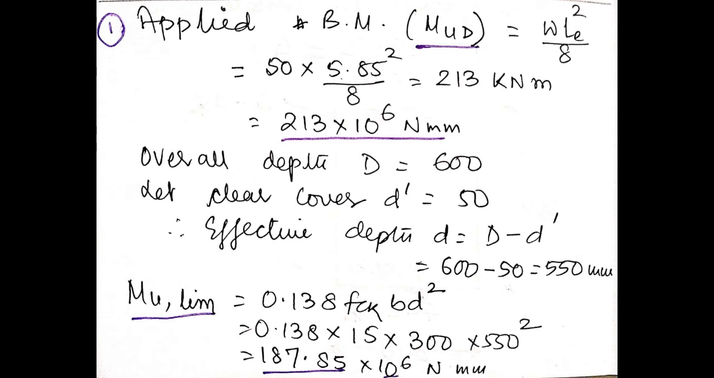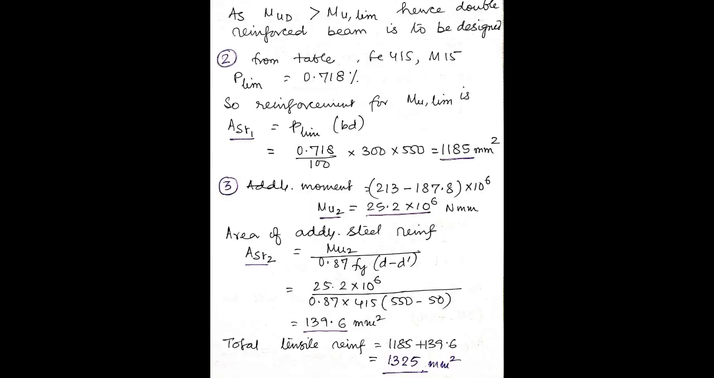Now as I have explained earlier, as the applied moment Mud is more than the limiting moment Mu,lim, here the double reinforced beam has to be designed. You can write this statement. Though in the question it is given that you design a double reinforced beam, here you are also checking that value and validating that yes, the double reinforced beam has to be designed for this problem.